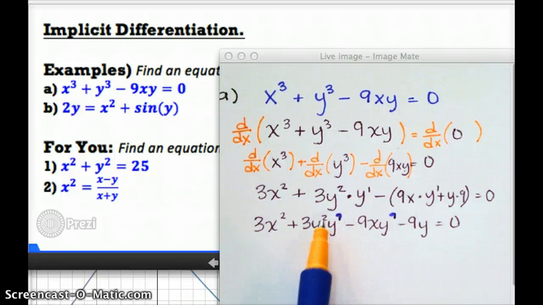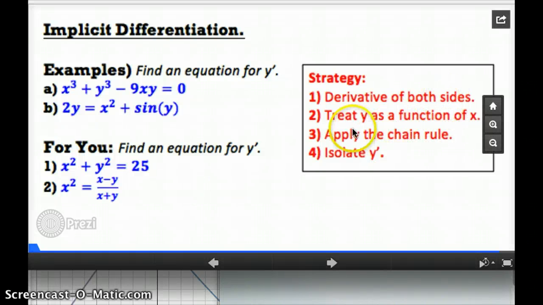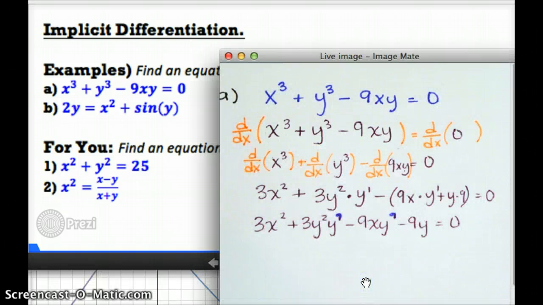You can't combine them. Don't try to add the exponents or anything like that. Okay, so where are we in this process? We've taken the derivative of both sides. We applied the chain rule. The last thing we need to do is isolate y prime, because remember, that's what we're looking for. And in fact, the second you get y prime by itself, you're all ready to go.